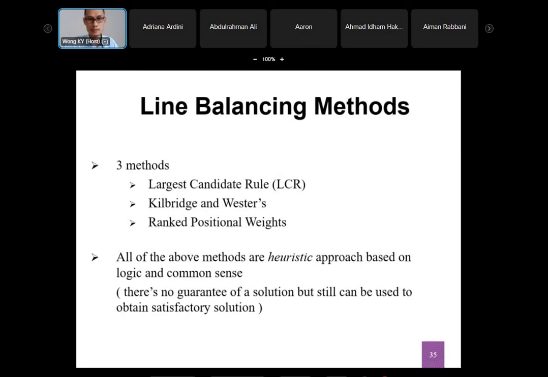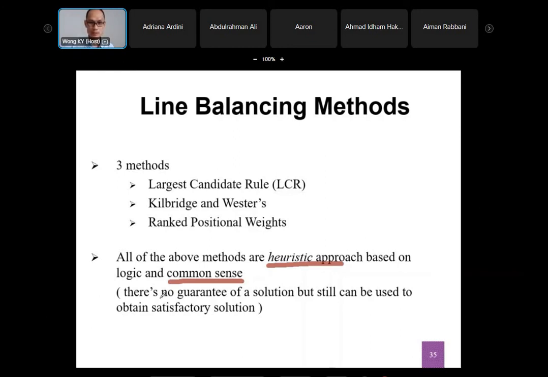There are three methods of doing line balancing. The first method is the largest candidate rule. The second is Kilbridge and Wester. The third is ranked positional weights. All these methods are what we call heuristic approaches, based on logic and common sense. What is a heuristic approach? It means you follow certain steps. It's not so mathematical, but there are certain steps that you have to follow, and by following the steps, you will get the solution. That's the meaning of heuristic.